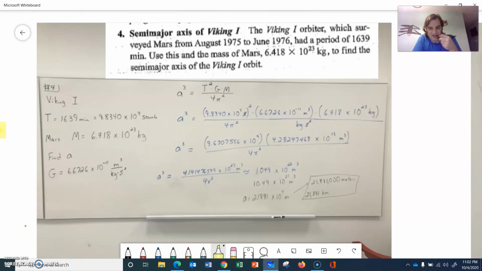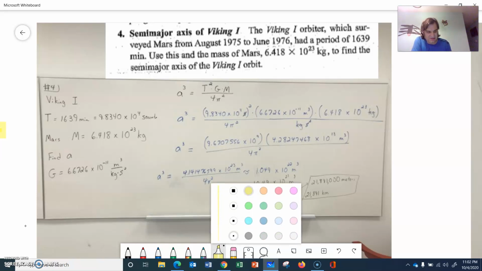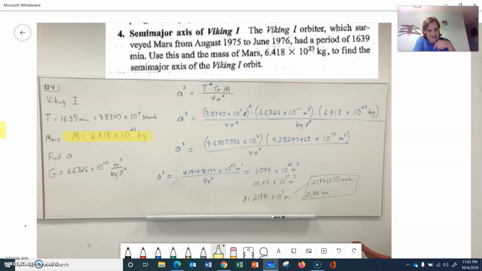It's about Viking 1. The Viking 1 orbiter, which surveyed Mars, so in this case it's going to go around Mars, so that's important to know. So when you do that, you have to look at the mass of Mars, which is different than the mass of Earth. So we're using the same formula, but maybe with different numbers. We'll still be using the same universal gravitational constant. But it says it has a period of 1,639 minutes. One thing here is that the gravitational constant has seconds in its units, so we're going to change the 1639 minutes to seconds.